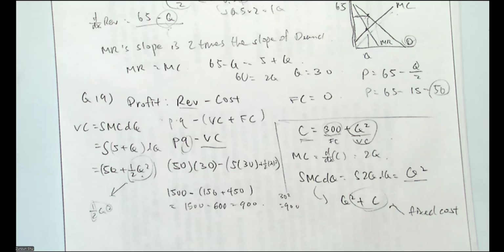So here's question 18. The single price is going to be 50. Quantity 30, but it's not asked. And the profit made is 900.